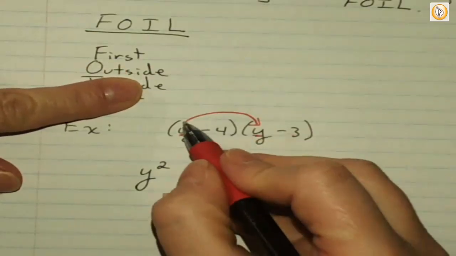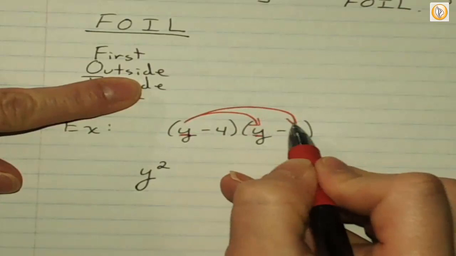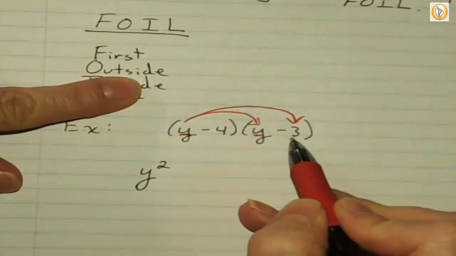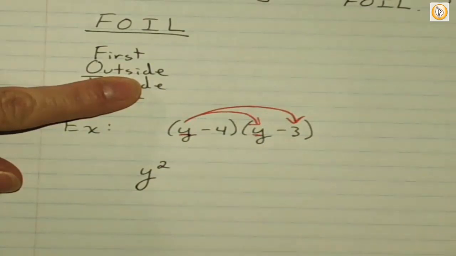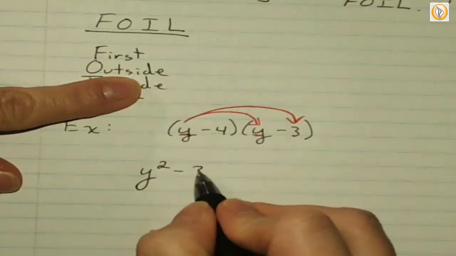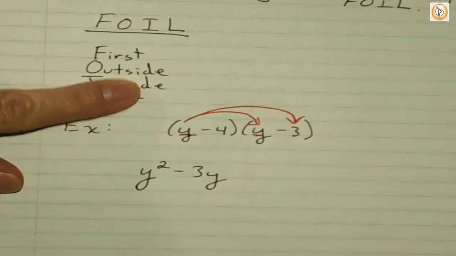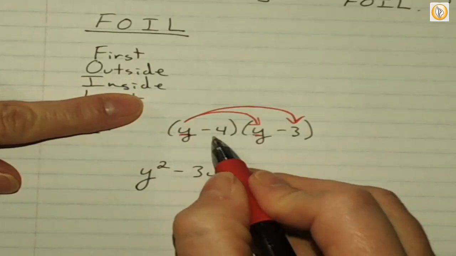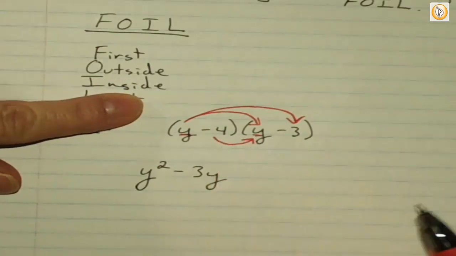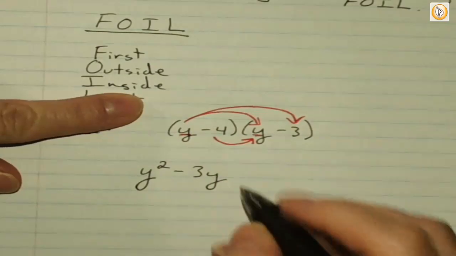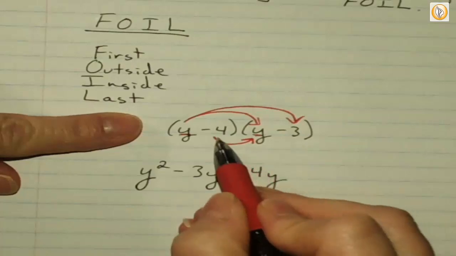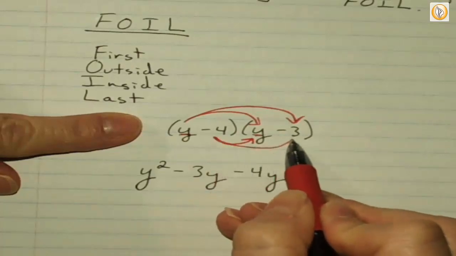Outside means you're multiplying the two outside together. The y times negative 3 is what, Cecilia? Negative 3y. And then inside, you're multiplying the two inside together. Negative 4 times y, which is what, Michaela? Negative 4y.